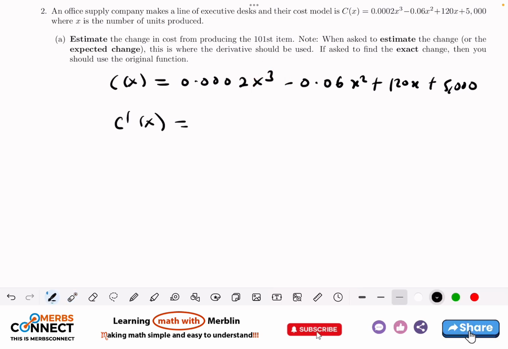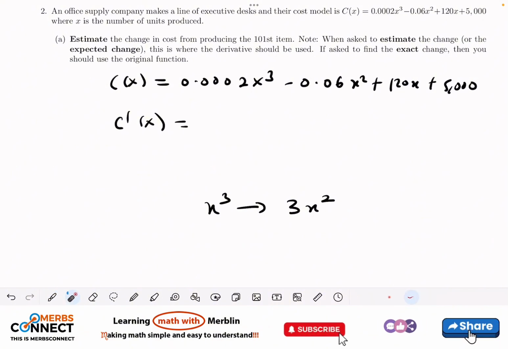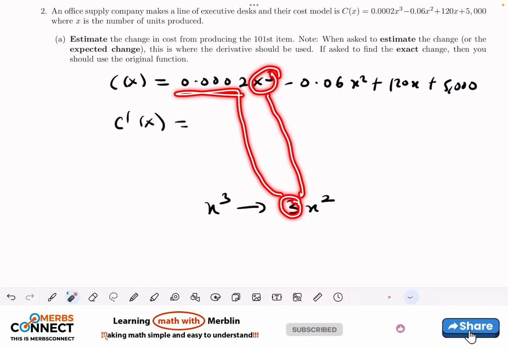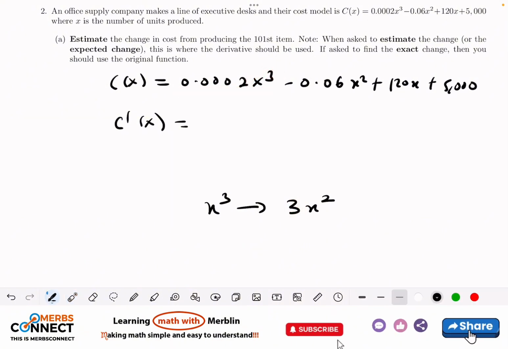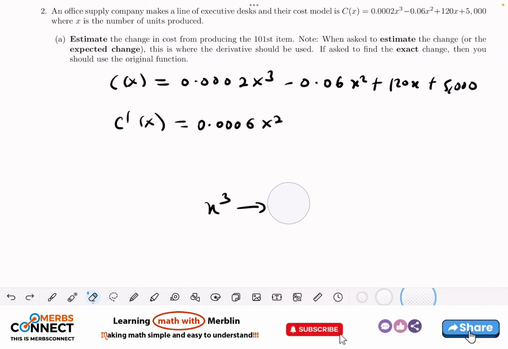to the power 3. When I differentiate x to the power 3 using the power rule, I'm going to have 3x squared, right? So the 3 drops down, I subtract 1. So I have something like this. Now, when I differentiate this, the 3 here should multiply the 0.0002. So when I do that, I'm going to have 0.0006 x squared. So I have already multiplied the 3 by what is here. So that's what I'm going to get.